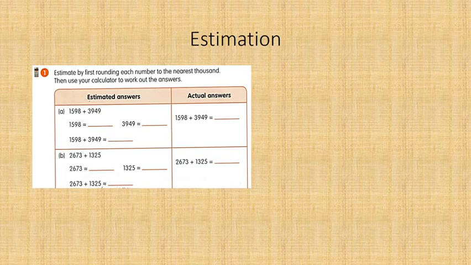So here, in this question, estimate, I read it before, it's 1598 plus 3949. The first step is to round to the nearest thousand. So question number 1A here, it's 1598, I need to round to the nearest thousand. And as we know how to round to the nearest thousand, you have to find the number. What's the number that you're searching for? Yes, it's 1000. So here, the 1 is the thousands.